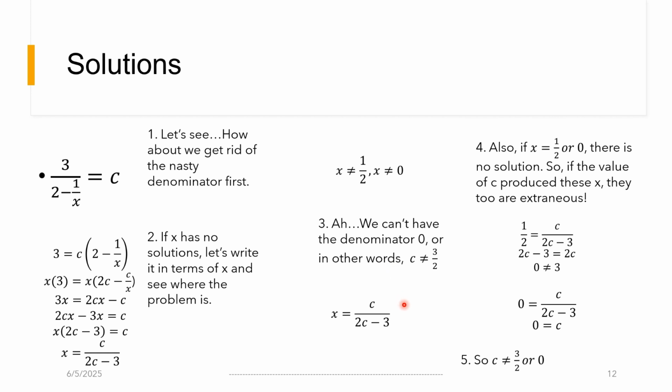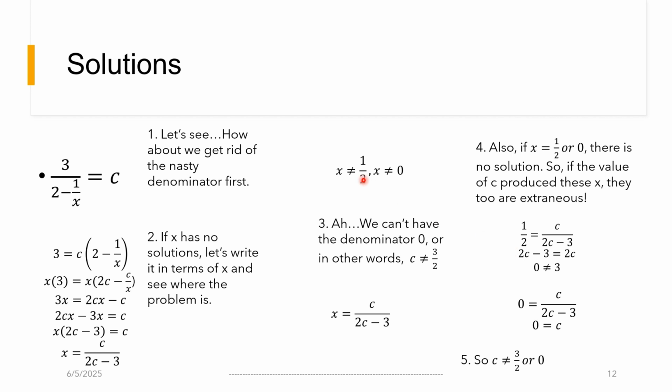Now after doing that, we just substitute our values for x inside. For the first, x equals 1/2, we don't make much progress because we find out that c doesn't have a solution for it either. But when we plug in x equals 0, c does have a solution, and that is 0. So in conclusion, we know that c cannot equal 3/2 or 0, and that is the solution.